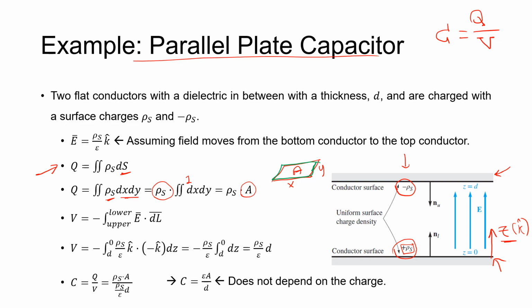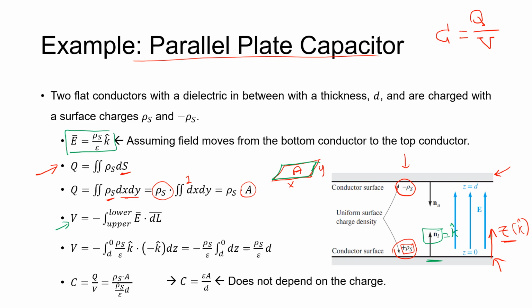Then we move to the calculation of V. To calculate V, we need E. And since this is a conductor, we know that E will be perpendicular to the conductor, and it is related to rho s by this equation. So E equal to rho s over epsilon in the normal direction. And our normal direction here, since we assume this direction is k, then our normal is just k.